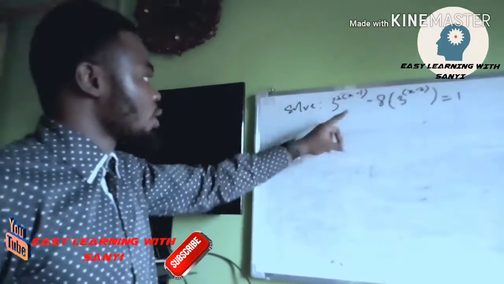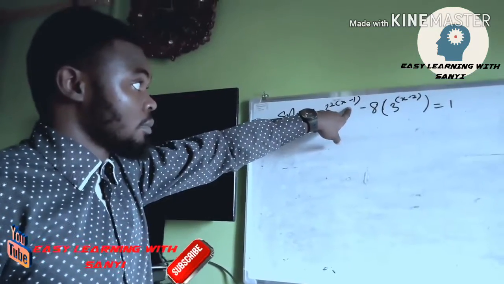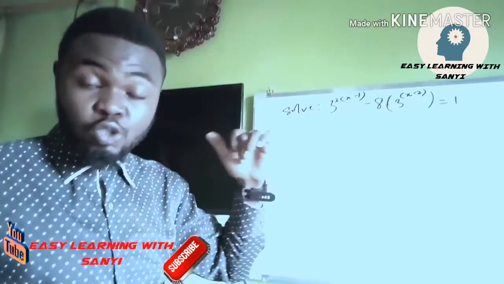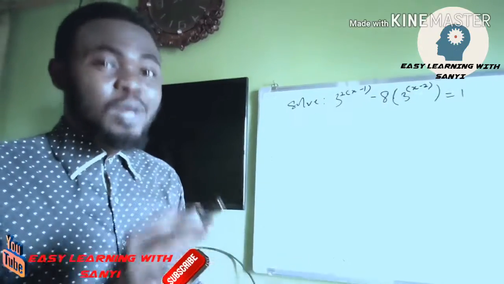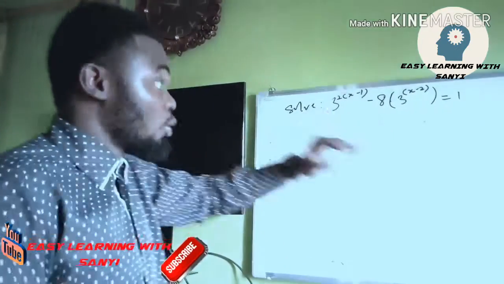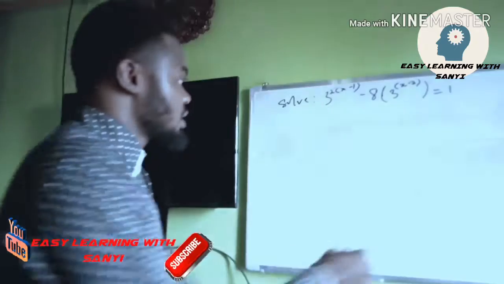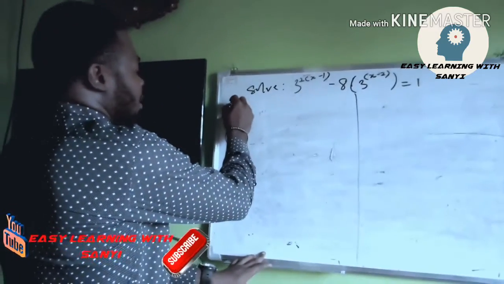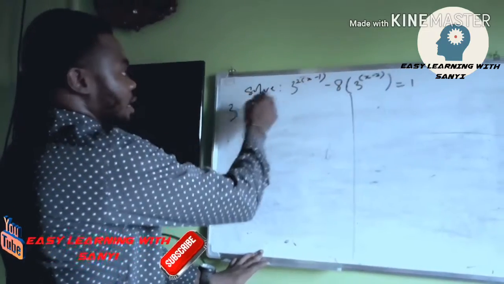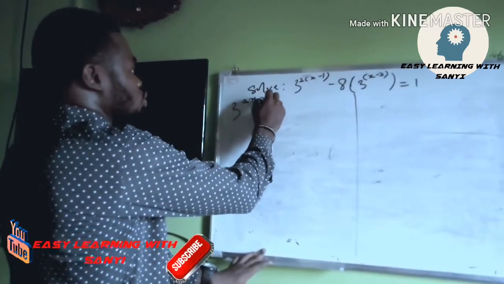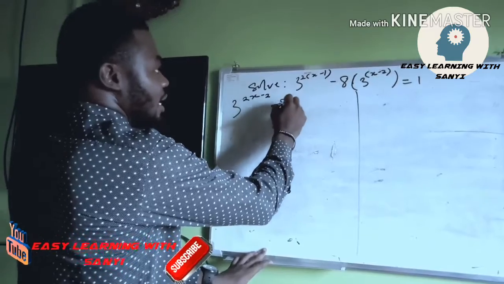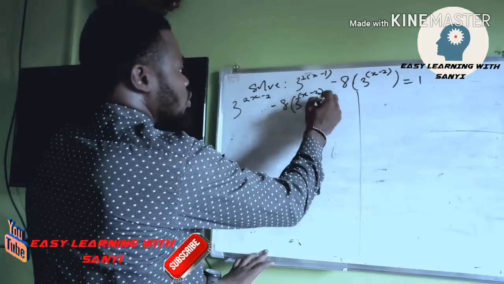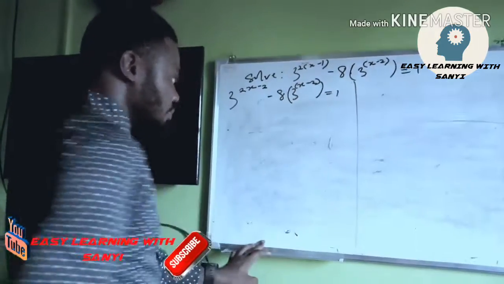The first thing I'll do is expand this bracket. How to expand a bracket? Go back to my first tutorial, where I taught extensively on how to expand brackets. Today I will just use it. The first thing you are going to do is to expand the bracket. So from here I have 3 to the power 2x minus 2, minus 8 times 3 to the power x minus 2, is equal to 1.